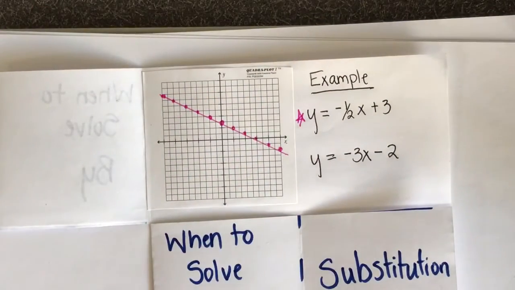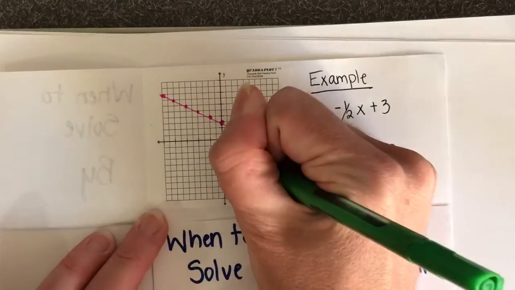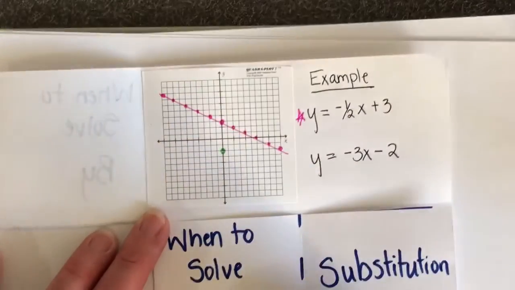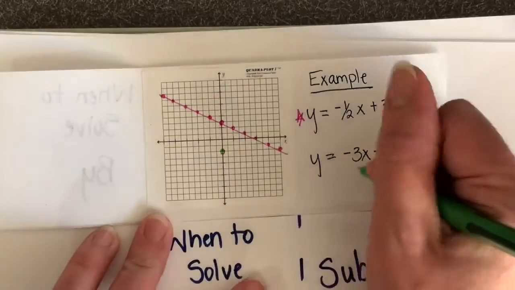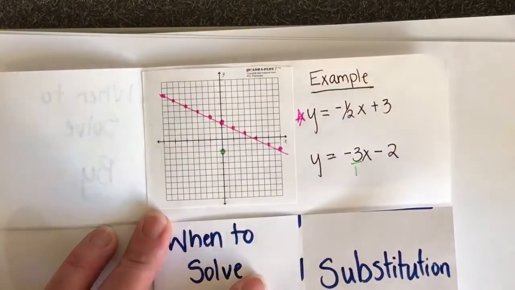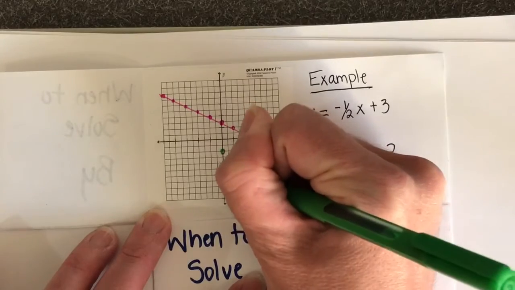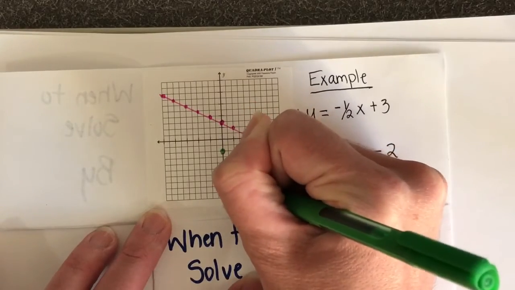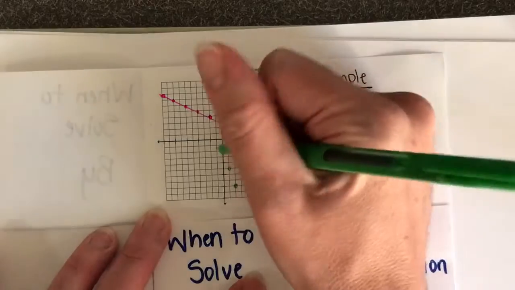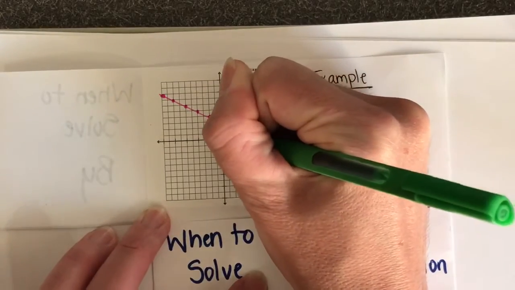Now I want to graph my second line, which is y equals -3x minus 2. I have a y-intercept of -2, so I'm going to go down to -2 on my y-axis. My slope is -3, so if you put that over 1, that tells me I'm going to go down 3, right 1. I can also go up 3, to the left 1.